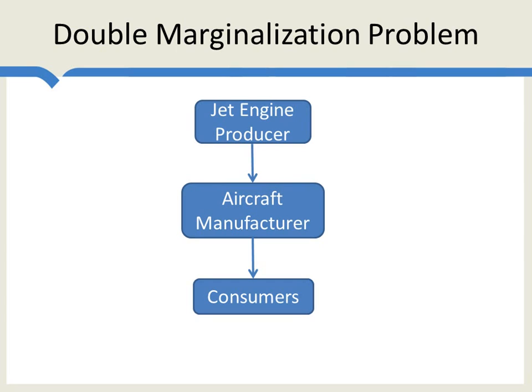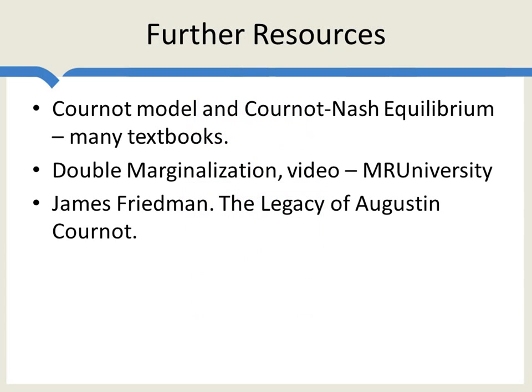I give a much more extensive analysis of the double marginalization problem in its own video. So take a look at that for more insight into that issue. For more information on the Cournot model and Cournot-Nash equilibrium, just take a look at any graduate textbook in microeconomics. On double marginalization, have a look at my video on this topic, which goes into more detail and gives some applications. On the legacy of Augustin Cournot, James Friedman has a nice paper.